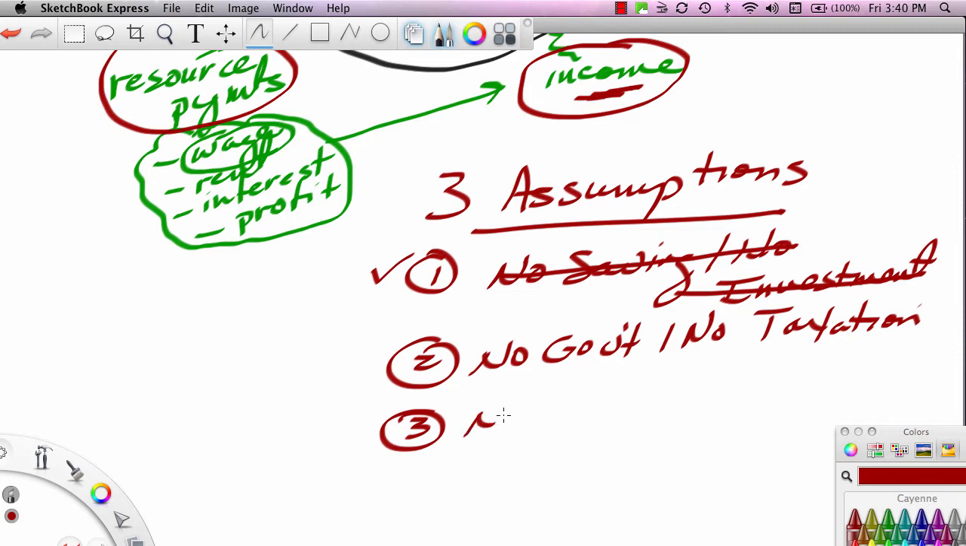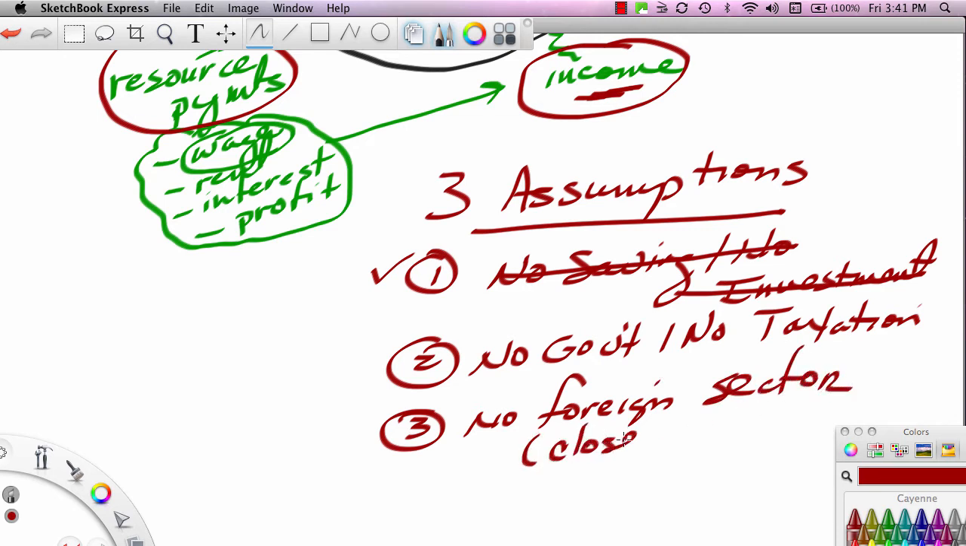And then finally, the last assumption is the no foreign sector assumption. And basically we're assuming a closed economy. In other words, all buyers are what? Domestic buyers. All sellers are domestic sellers. In our third video, we'll actually pull that assumption off.